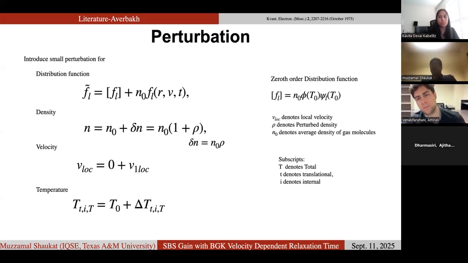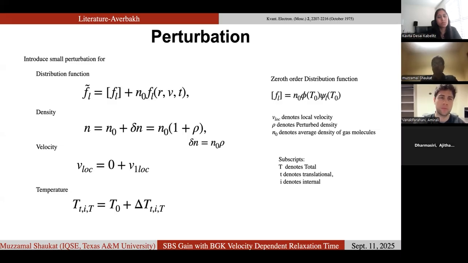or to see the stimulated Brillouin scattering gain. But is that enough to see the dynamics experimentally, or the results already experimentally predicted by Stephen or Kavita or other group fellows? I would say no. To see those dynamics, we need to include all these perturbations with respect to the density, velocity, and temperature. And temperature is not just the translational temperature: internal temperature, translational temperature, and total temperature are all included with that perturbation.